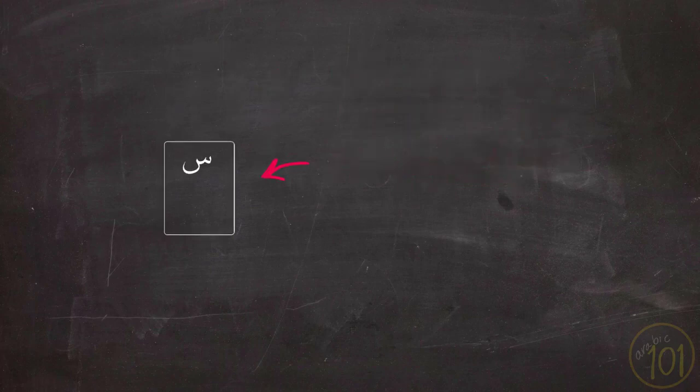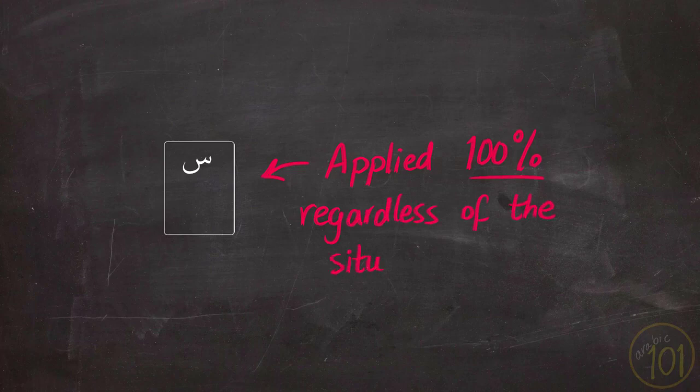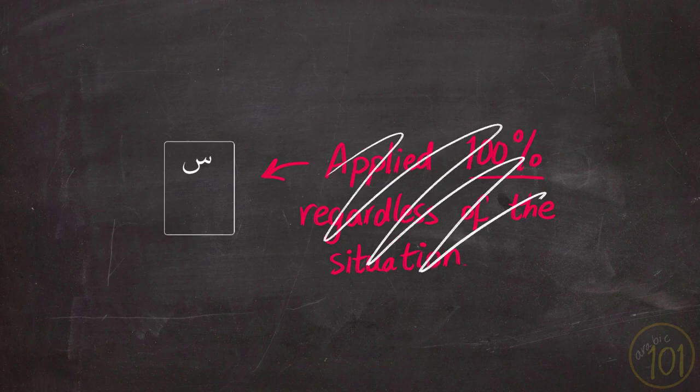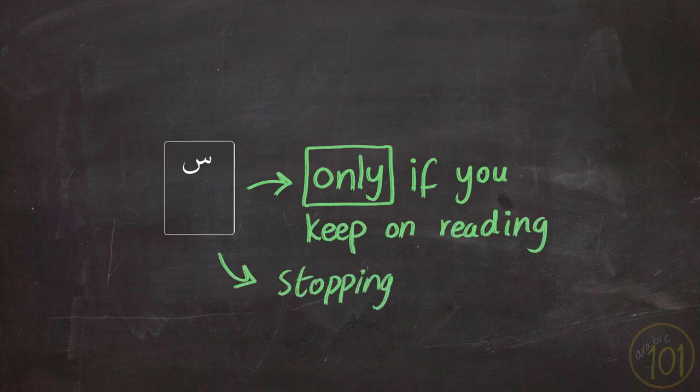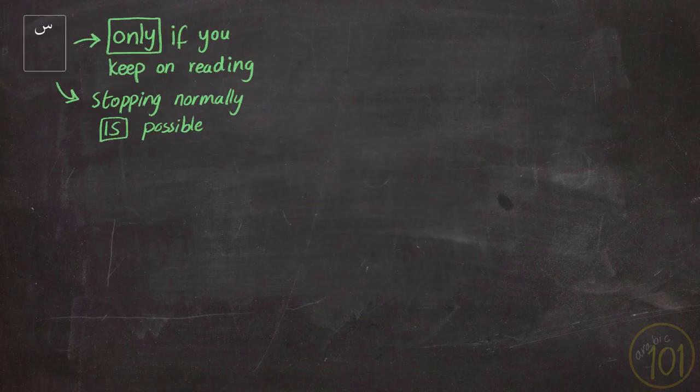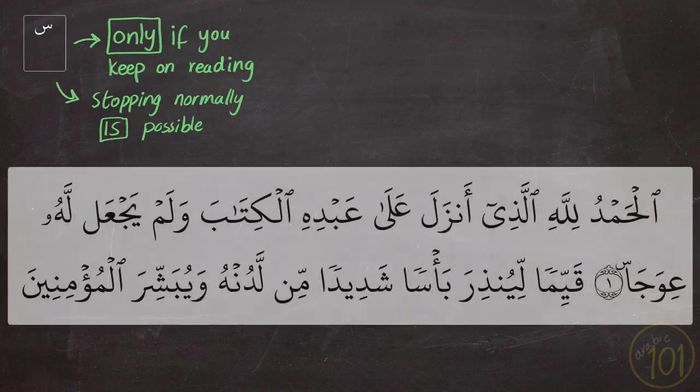And the first misconception is, whenever you see the symbol of the sakta, it must be applied 100% of the time. So make a pause without taking a breath, regardless of what the situation is. But that is not correct. The symbol of a sakta applies only if you want to keep on reading. If you want to stop at it and take a breath, that is also possible. So you may read the opening ayah of Surah Al-Kahf like that.